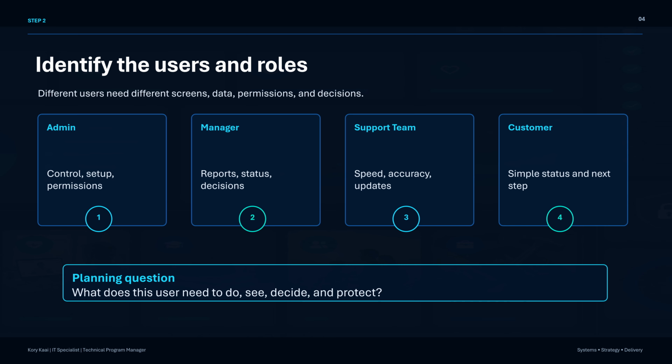For each user, I ask, what do they need to do? What information do they need? What should they not be able to access? And what decision are they trying to make? Good IT planning starts with people. The system exists to help someone complete a task, make a decision, or solve a problem.